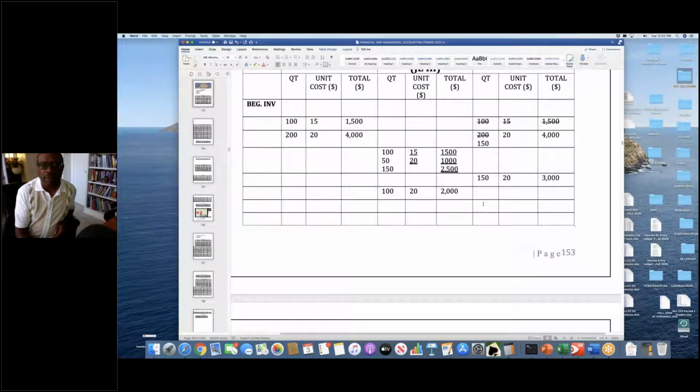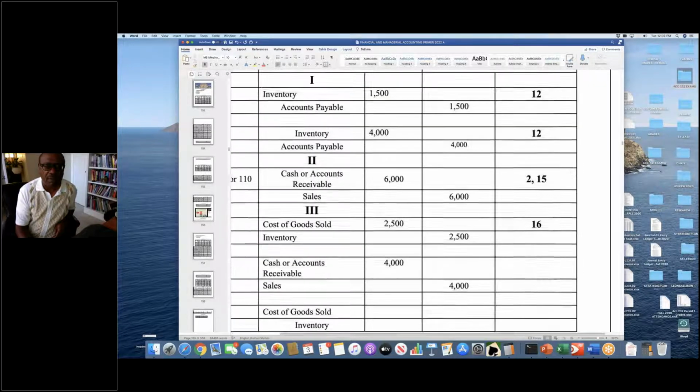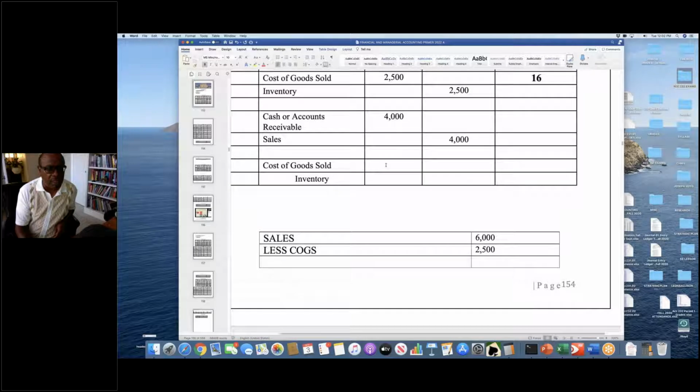So at this point, we only have how many pairs of shoes left? 50. 50 at 20, or 1,000. And what am I going to do with this $2,000? I'm going to do the journal entry. We're going to put it in this journal entry: 2,000 and inventory 2,000.